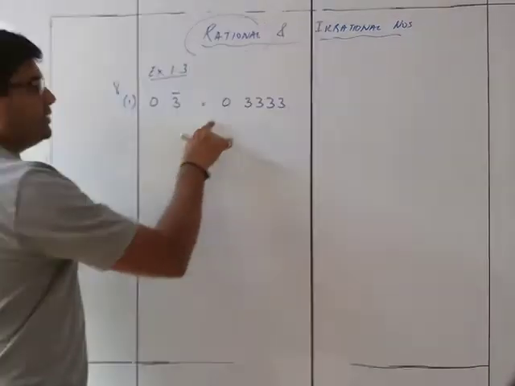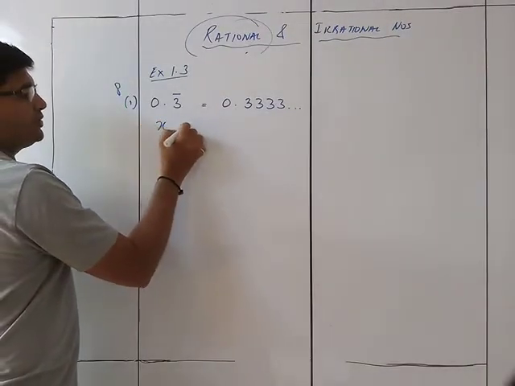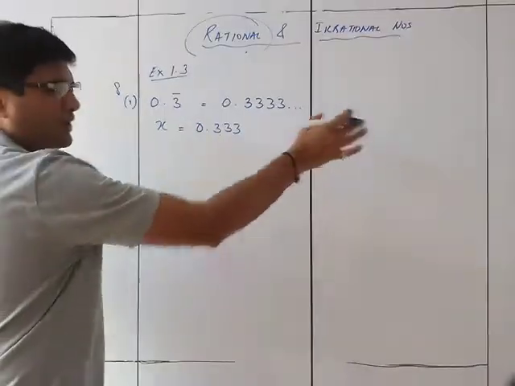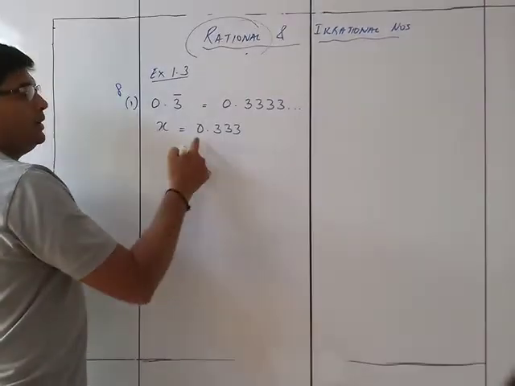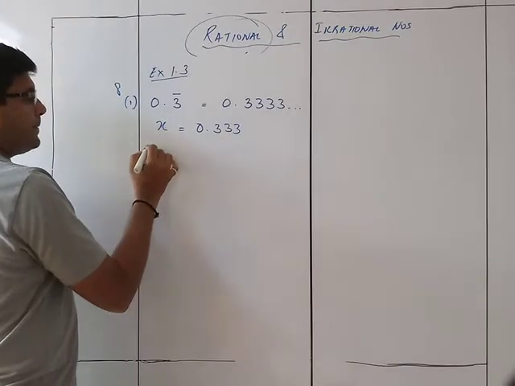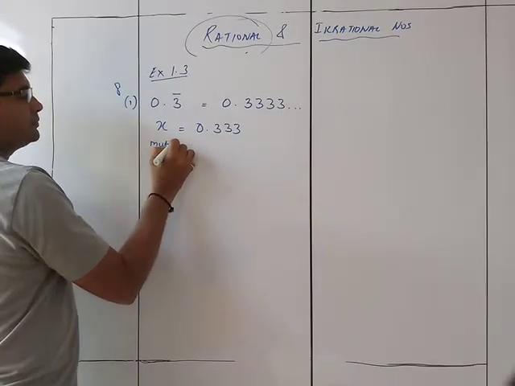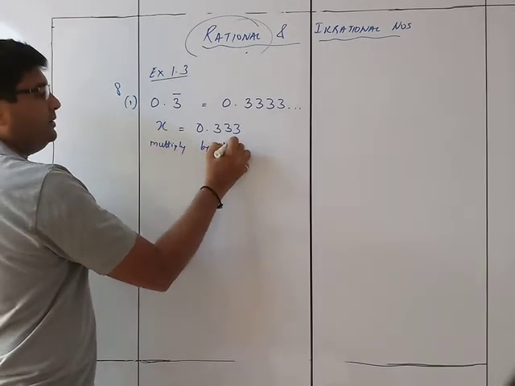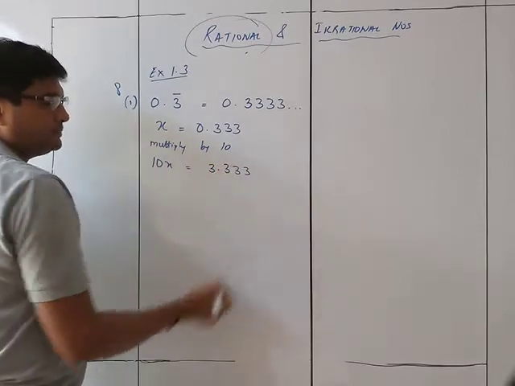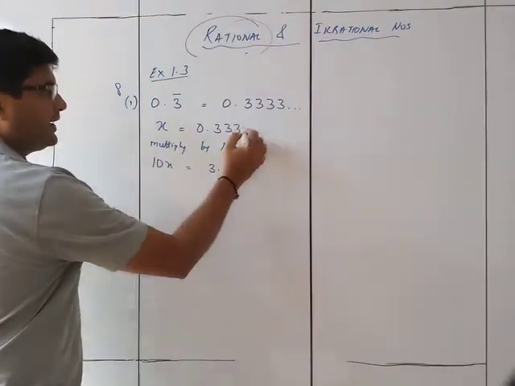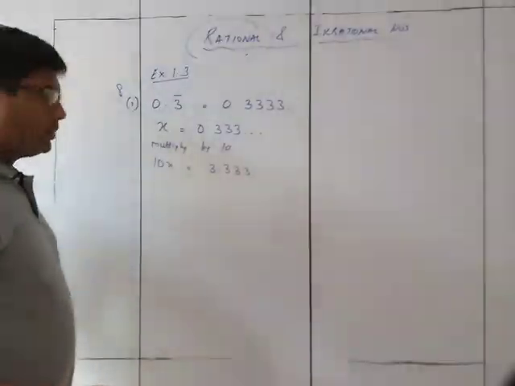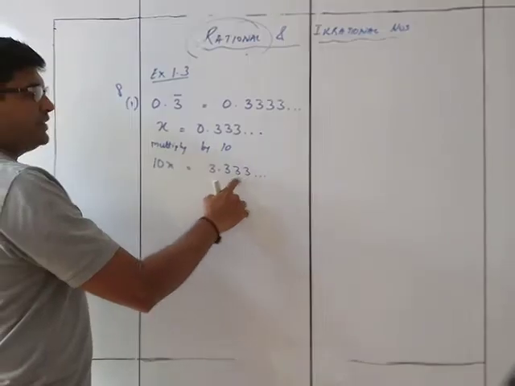So first thing we'll do is consider that x is equal to 0.333. I'm just taking 3 decimal places; the full number is very long. Now, if I multiply both the sides by 10, what will happen? Multiplying by 10, we get 10x is equal to 3.333. Because this is recurring over here, I can take more, but I am taking only up to 3. So it becomes 10x is equal to 3.333.